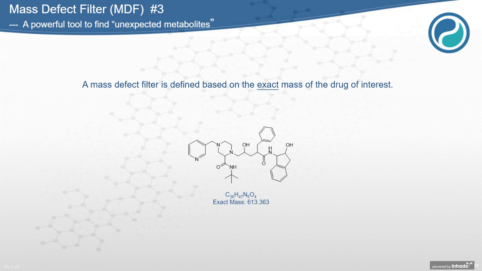Next slide, please. So we're going to start with the exact mass of the drug of interest. So we're using Crixivan here. It has an exact mass of 613.363. Next slide, please.